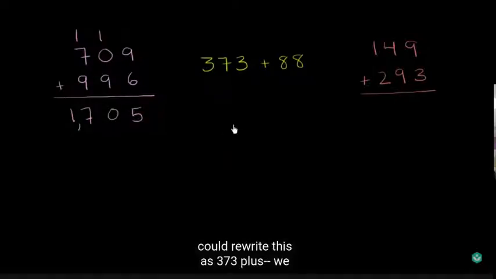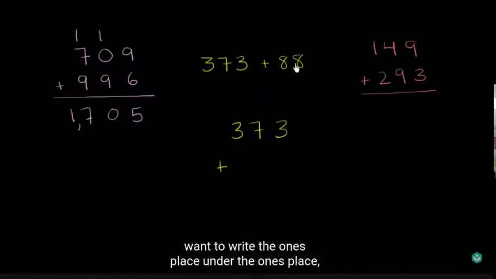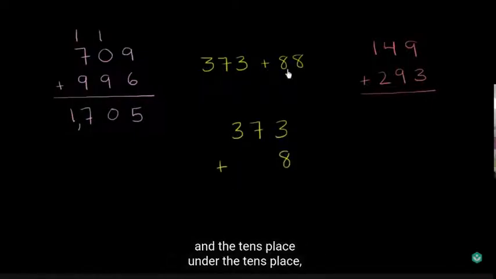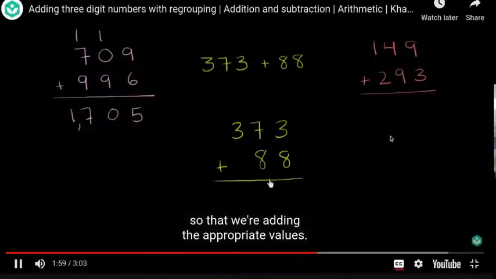We can rewrite this as 373 plus, we want to write the ones place under the ones place and the tens place under the tens place, so that we're adding the appropriate place values. That's what you're going to have to do on your scrap paper today when you do your Google activity. It's not easy to do these mentally. You're going to have to work it out. You have to have scrap paper.